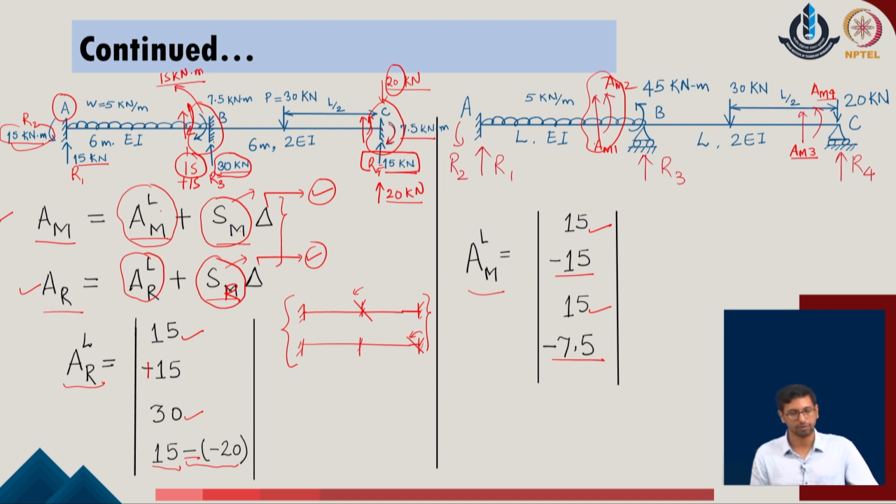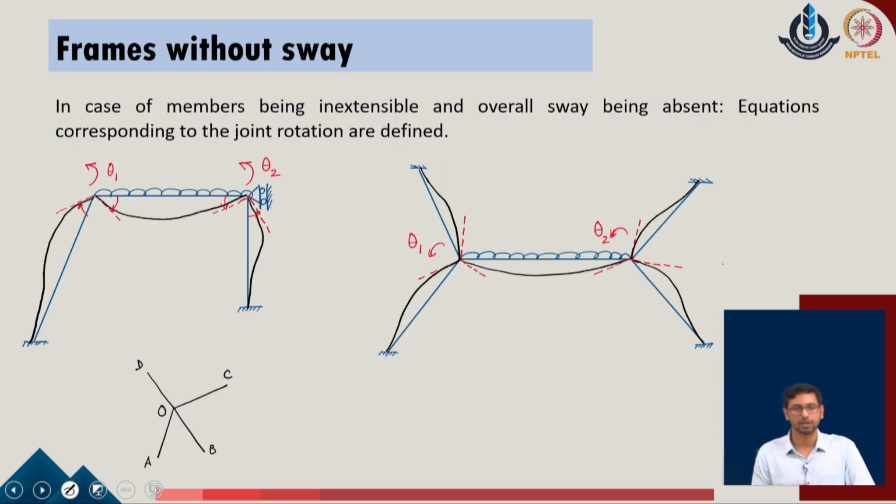Now, as we move ahead with the frame, we understand that in frames there could be two possibilities. One, that the frames which we are considering have been considered to be inextensible, that means members are not having the change of length in their systems allowed.